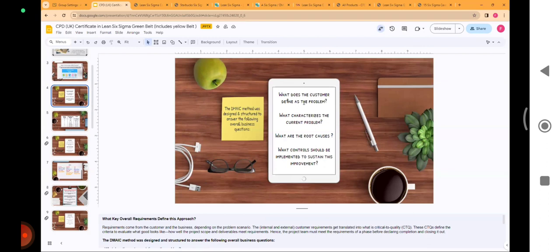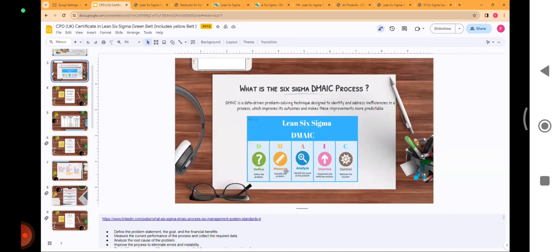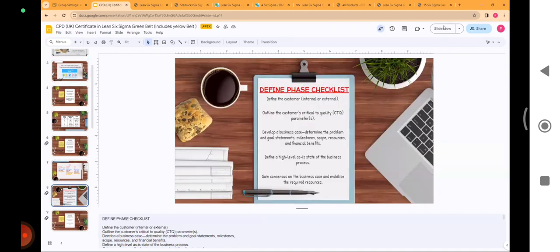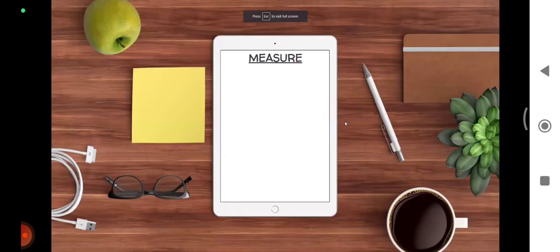Now, we have looked at what the customer defines as a problem. We now have to go to the second stage of what exactly are the characteristics of this problem. The characteristics of this problem, this is now going to be the measurement phase where we need to quantify the problem. Okay, so this is going to come right after the define phase. Now, during the measurement phase, we want to develop a deep understanding of what the customer wants from us.